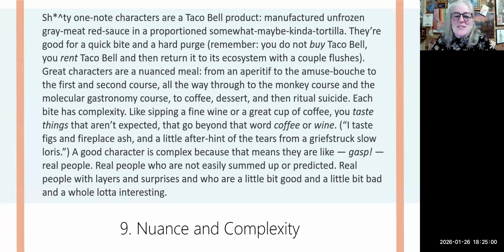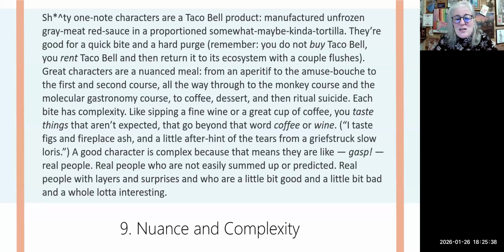Great characters are a nuanced meal, from an aperitif to the amuse-bouche to the first and second course, all the way through to the monkey course and the molecular gastronomy course, to coffee, dessert, and then ritual suicide. Each bite has complexity. Like sipping a fine wine or a great cup of coffee, you taste things that aren't expected, that go beyond the word coffee or wine. I taste figs in fireplace ash, and a little after hint of the tears from a grief-struck slow loris.